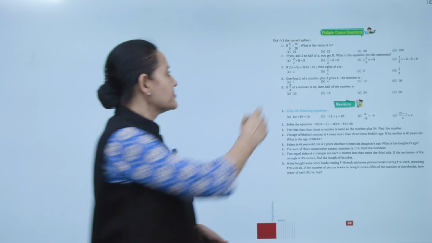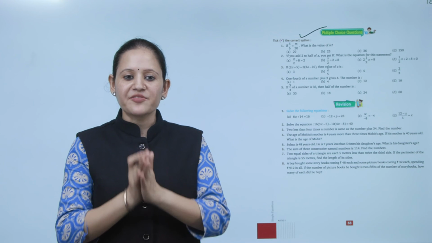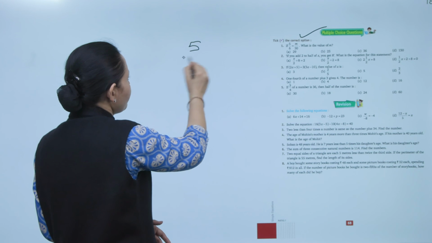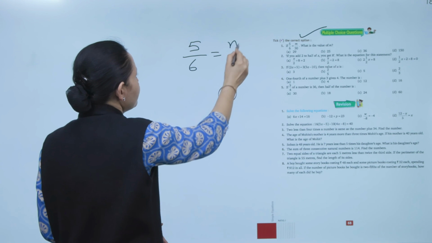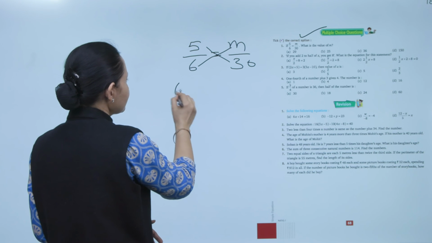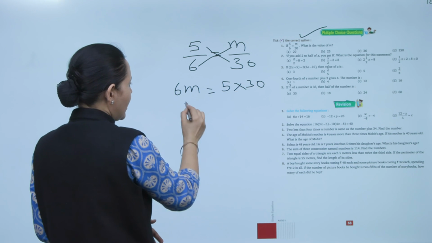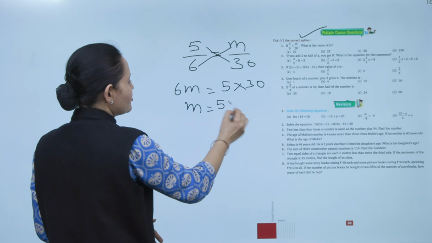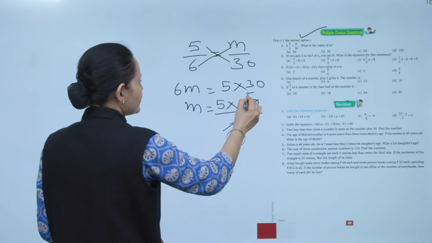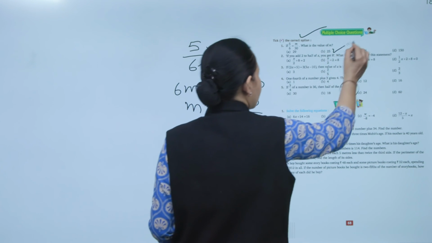Multiple choice questions. Choose the correct option. If 5/6 equals m upon 30, what is the value of m? So we have to find the value of m. 5/6 equals m/30. So we'll cross multiply. So 6m equals 5 into 30. m equals 5 into 30 upon 6. So m equals 25. So B is the correct option here.